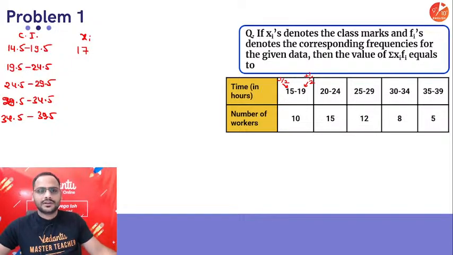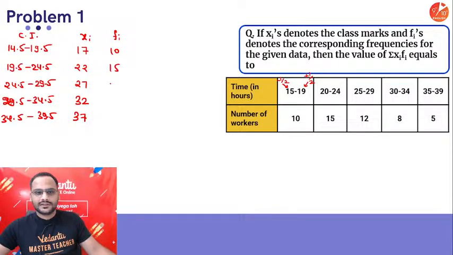Now here the answer will be 19.5 plus 24.5, 44, so 22. 17, 22, then 27, then 32, and then 37. These are your xi values. And fi frequency is already given: 10, 15, 12, 8 and 5.